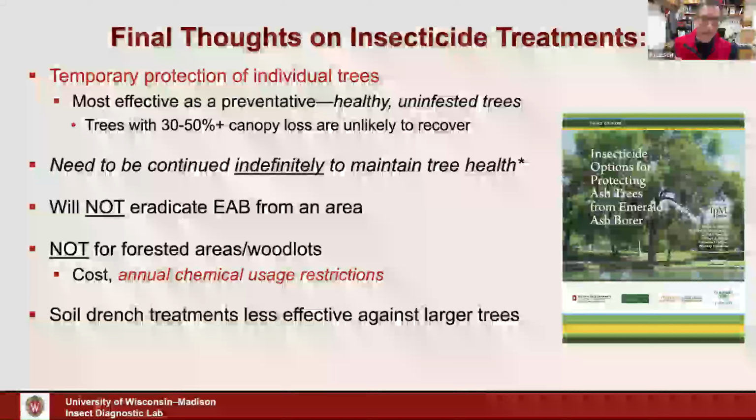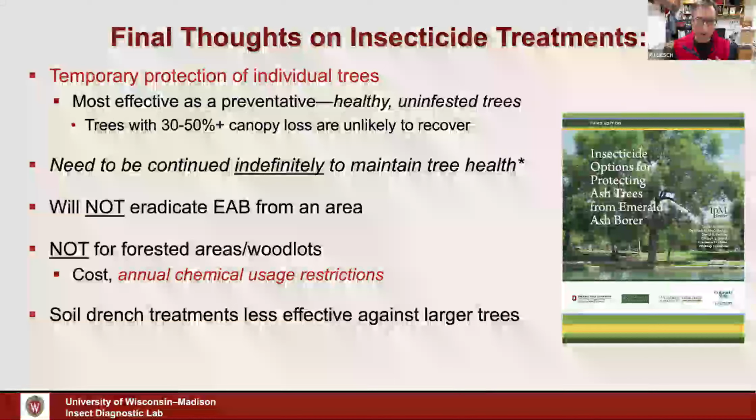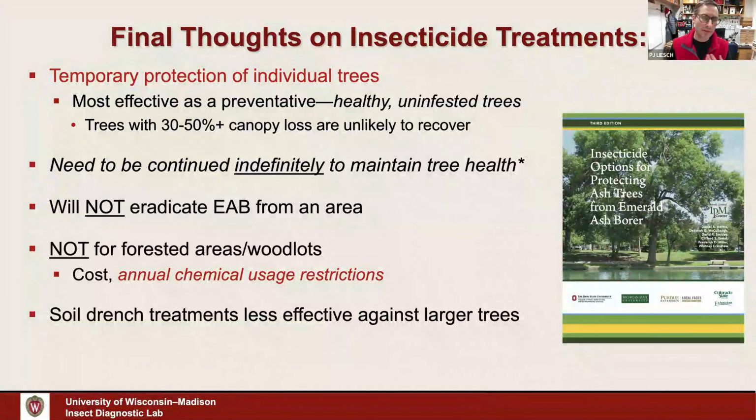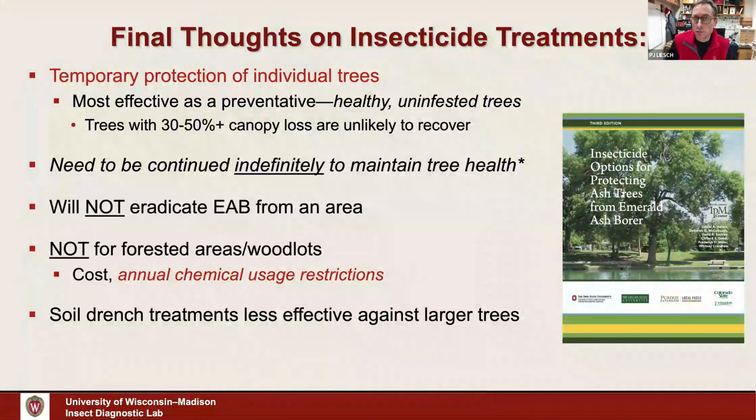There's also very specific restrictions on the annual amount that you can apply per acre per year for imidacloprid and dinotefuran. And this is something that I've even seen arborists sometimes not be aware of. You do the math and you might be able to legally treat, say, 3-4 trees in a yard. But if you've got 10 ash trees, you might not be able to legally treat all those. So that's an important consideration too.